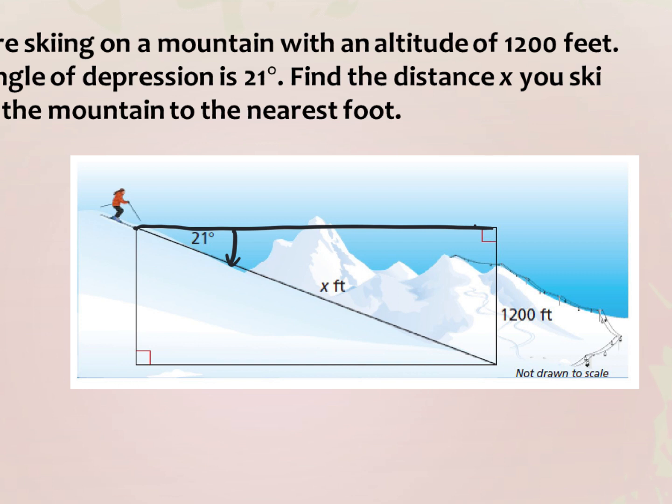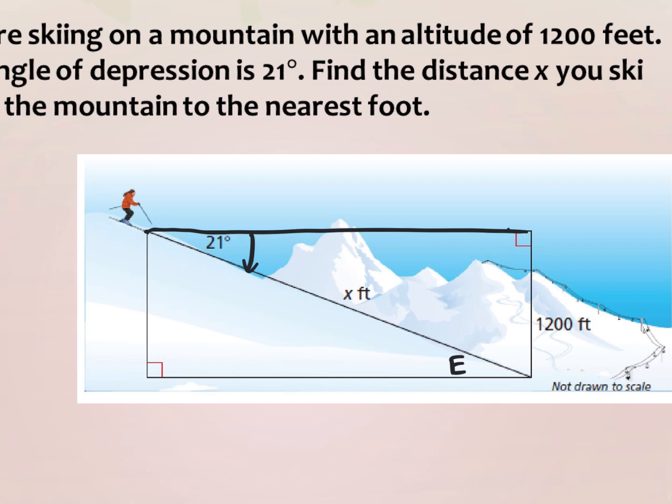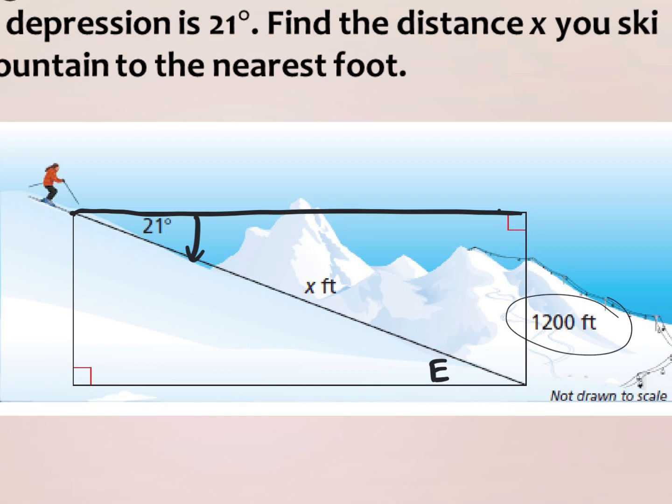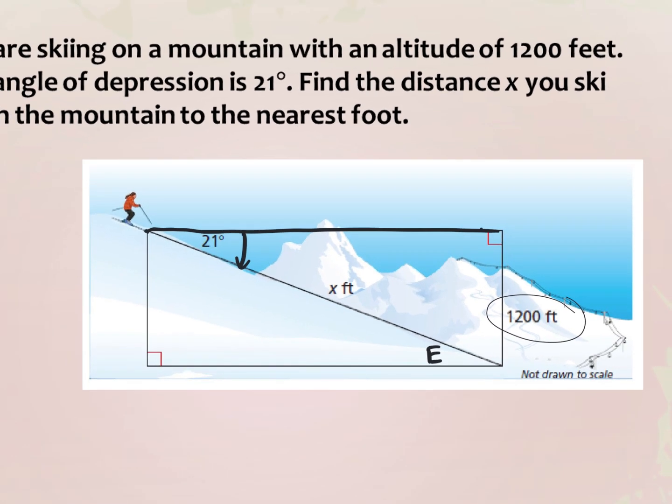Do you see how the angle of depression is different than the angle of elevation? An angle of elevation, if you want to write an E in there, would be something like this, where it's starting at the ground, but you're looking up, okay? Angles of depression are from where you're at going down, okay? So it's 21 degrees, and we know that you are currently 1,200 feet in the air, or above ground. How far do you have to ski to make it to the bottom of the slope? That's your X value. What could we set up here?